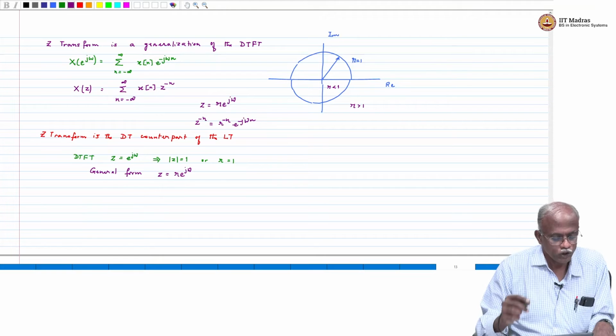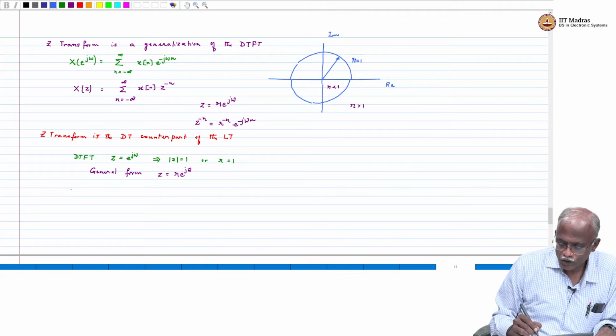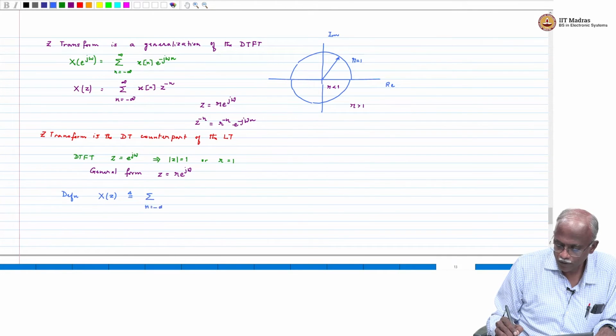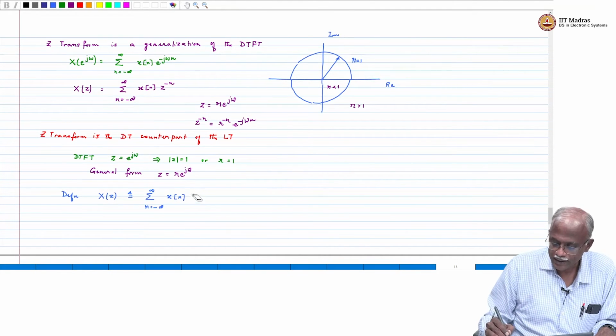So, here is the summary statement. The definition: X(z) is defined like the DTFT, the summation from n equal to minus infinity to infinity of x(n) z^{-n}.